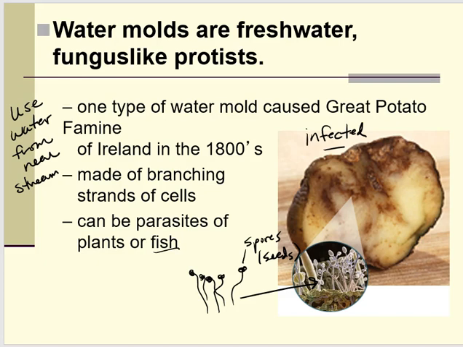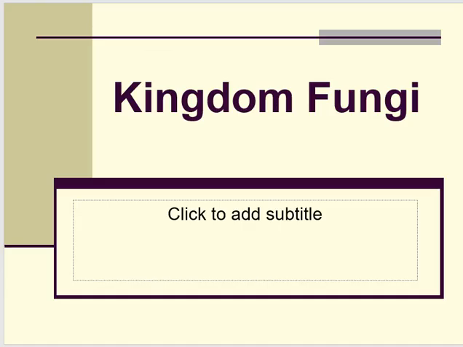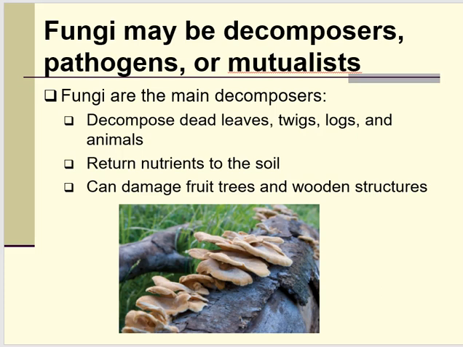All right, so we are going to go to fungi now. All right, so fungi. What's the main thing we know about fungi? How can we tell them from everything else? What one characteristic? They have chitin, all right? Chitin separates them from other things. They can be decomposers, pathogens, mutualists. They can do a lot of things, all right?